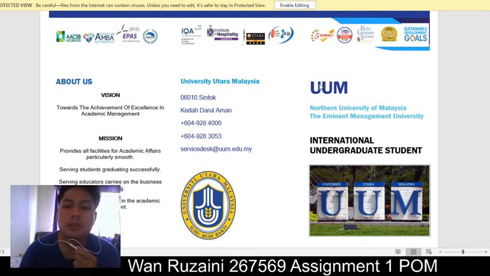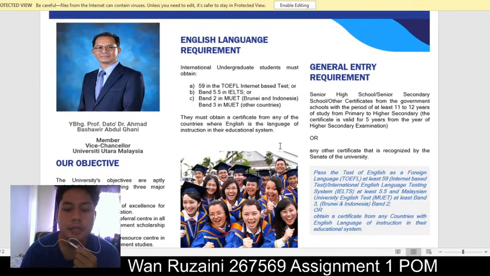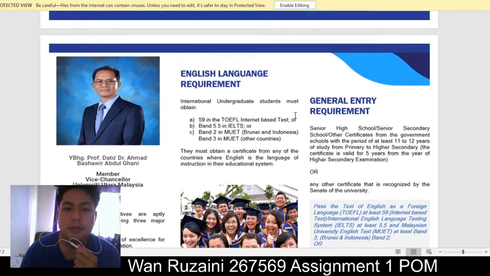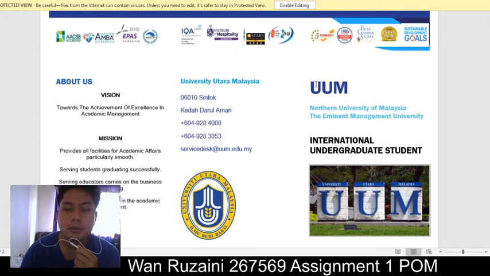This is my assignment one for the subject poem. I have two sides of my brochure. This is the first side, and this one is the second side. Okay, let's start with the first side.